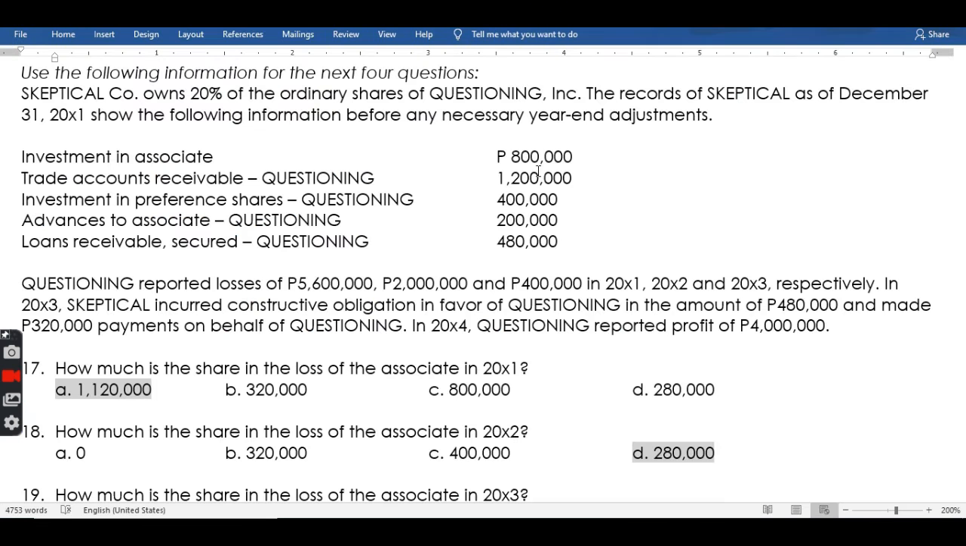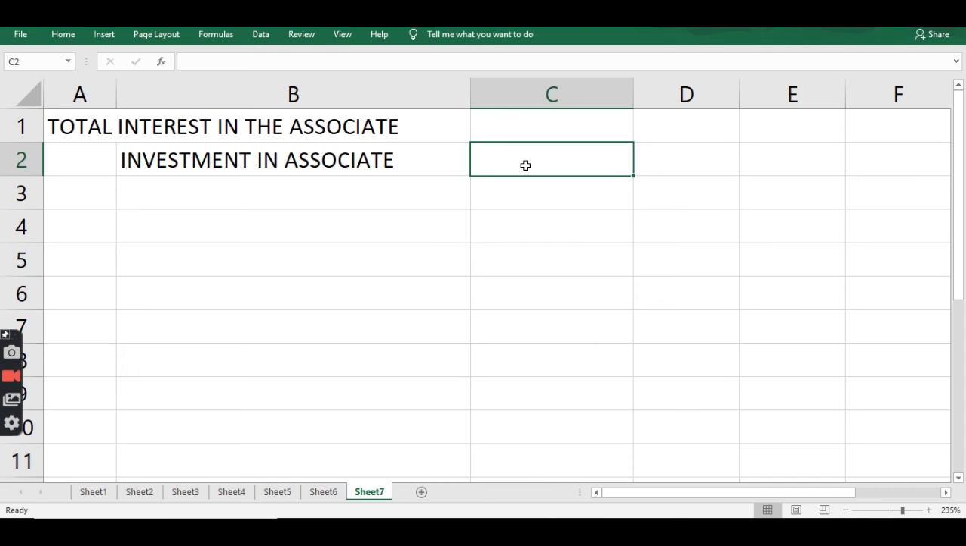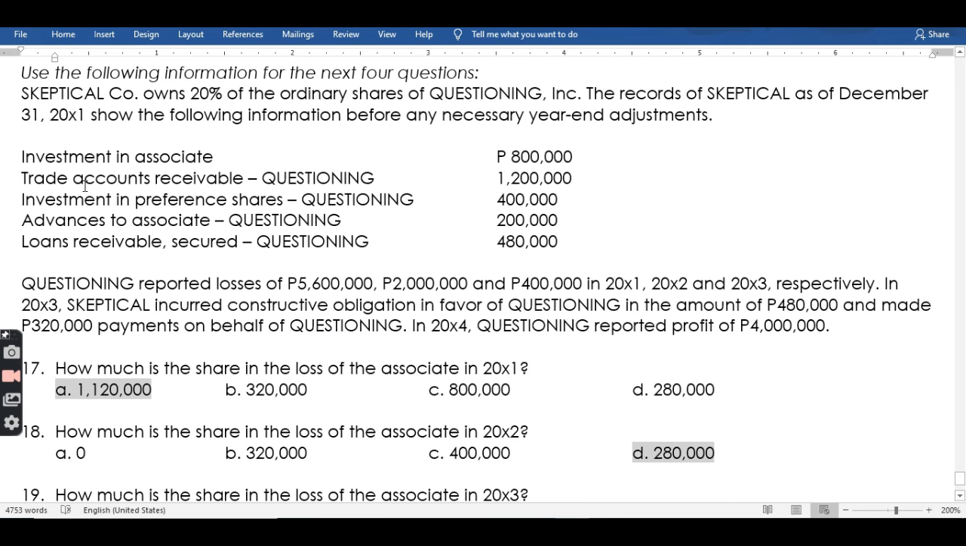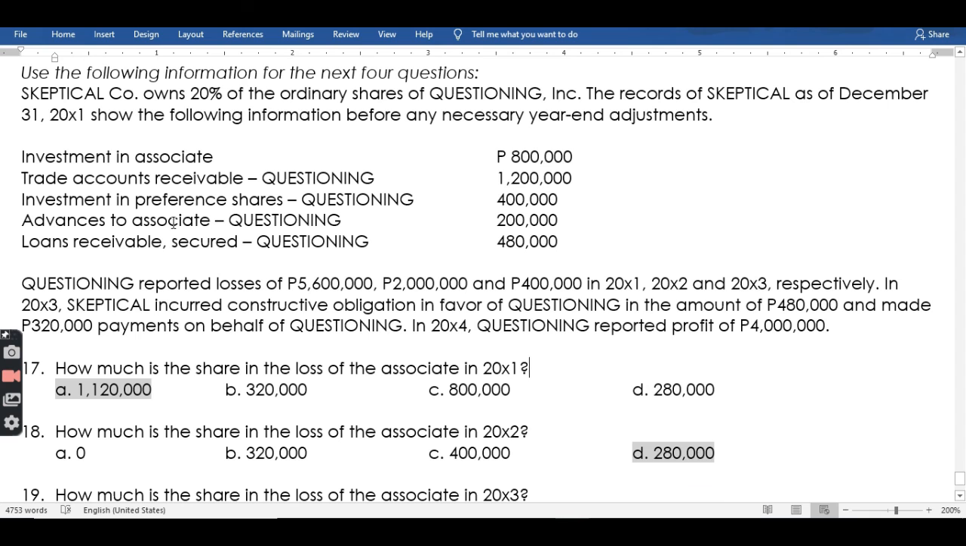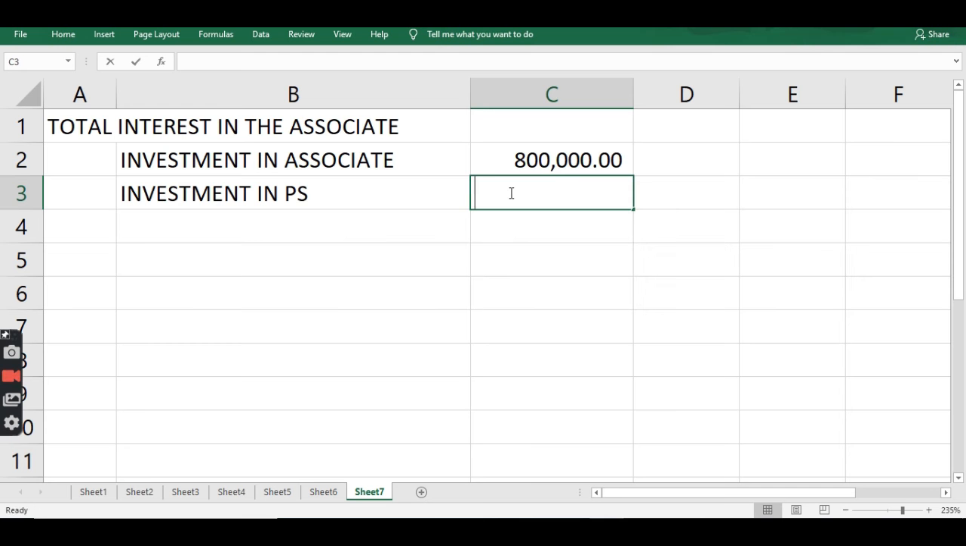Okay, ang amount ng investment in associate natin ay 800. Pagkatapos, ano pa? Yung trade accounts receivable, hindi yan kasama. Investment in preferred shares, kasama yan. Okay? So, investment in preferred shares. Pagkano yung preferred shares natin doon? 400,000.